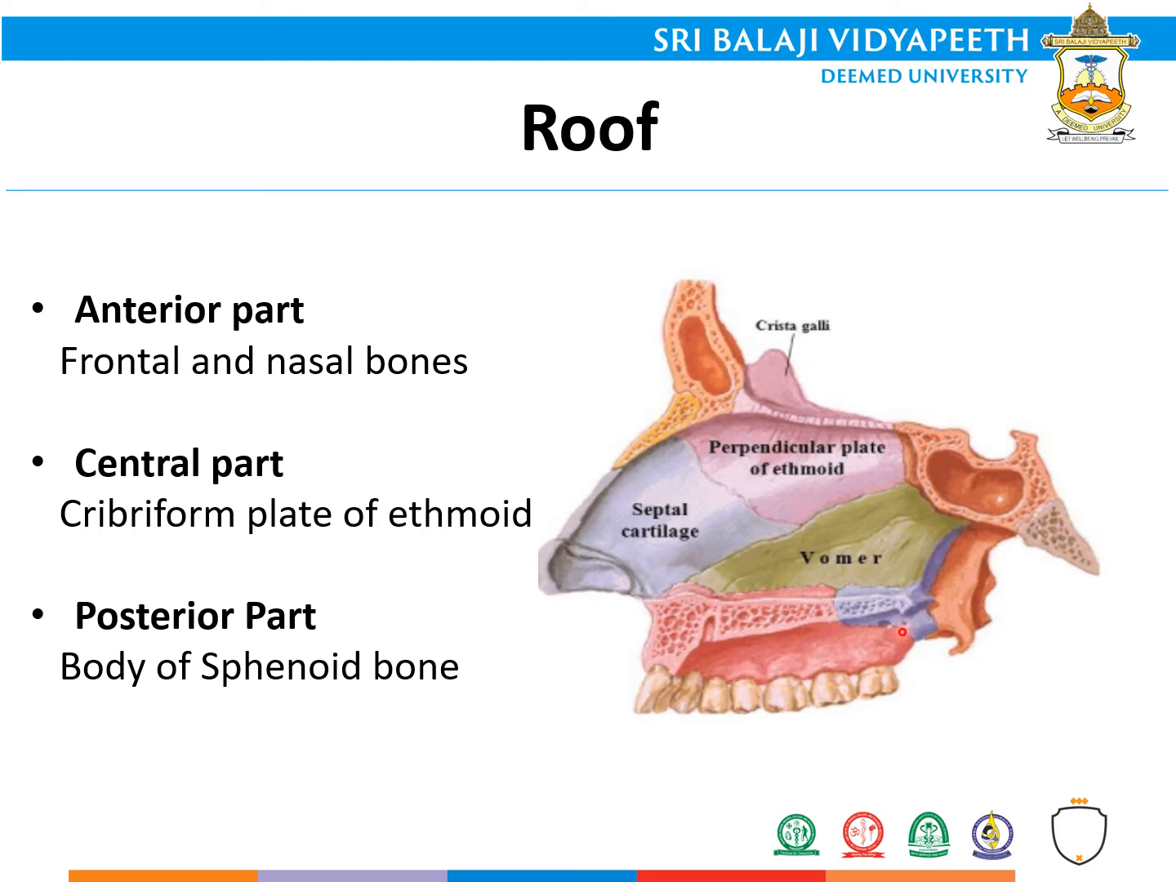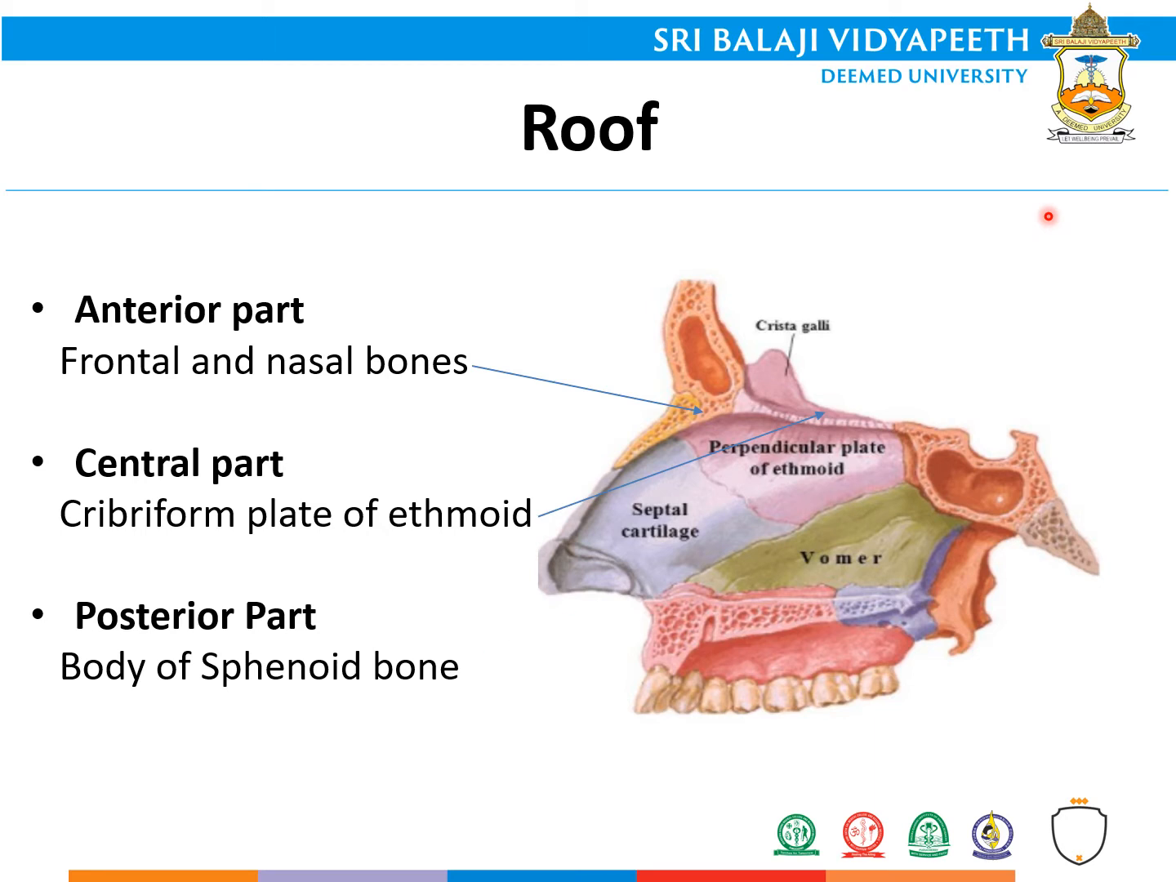Now the roof has an anterior part here, a central part, and behind that is the posterior part. The anterior part is made up of the frontal and the nasal bones, right? The central part is made up of the cribriform plate of the ethmoid bone. Why is it called cribriform? Because it has a number of sieve-like pores in it. So that's why it's called the cribriform plate.